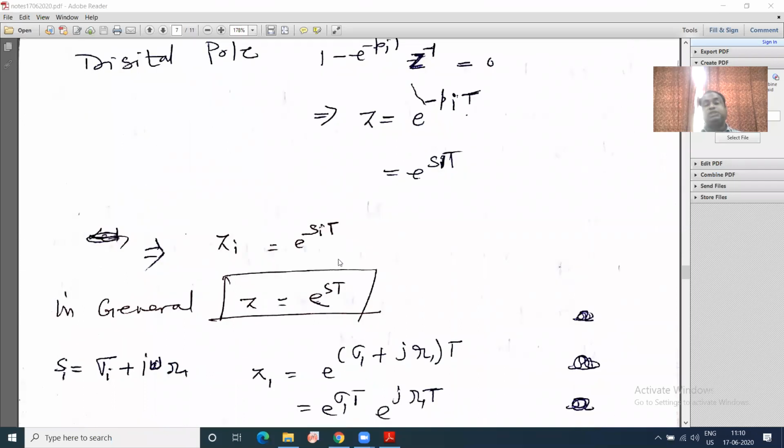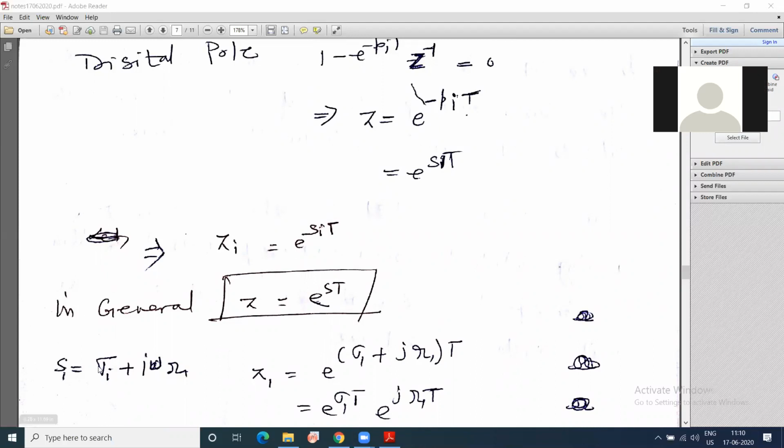Then S, in general, S_i equal to sigma_i plus j omega_i. This capital omega is called analog frequency, and small omega I will call digital frequency. This is a distinction between analog and digital frequency that will be used for higher filter design. So whenever I refer to analog frequency, I will write capital omega, and when I refer to digital frequency, I will write small omega.